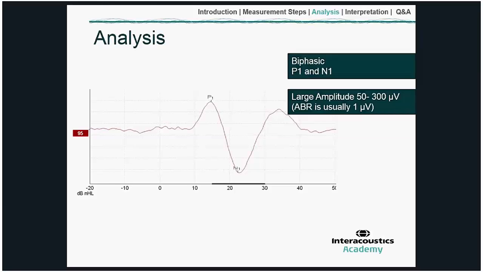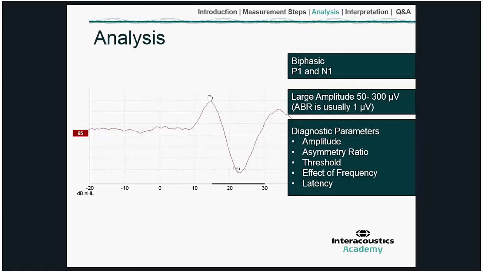If you look at an ABR amplitude, it's normally around about 1 microvolt. We can see that the cVEMP is much larger, often between 50 and 300 microvolts. So it's a very large response, and that's why it's so easy to record. And amplitude is one of the key things which we want to be looking at. But when we're choosing our diagnostic parameters, what we can see is that there is more than amplitude.